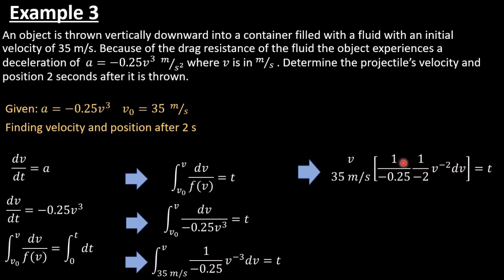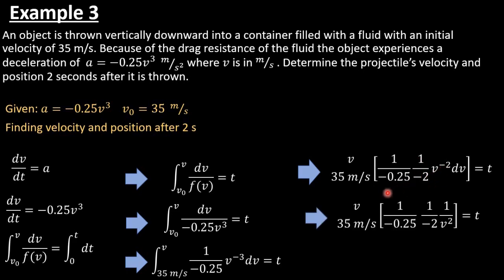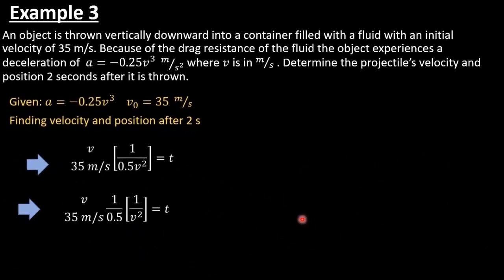So I'm going to get 1 over minus 0.25 times 1 over minus 2 times v to the minus 2. And then I can rewrite the v to the minus 2 as 1 over v squared. And if I multiply 1 over minus 0.25 by 1 over minus 2, I get 1 over 0.5. Then what I do now is take out the 1 over 0.5 as a constant. I can just bring that out of the bracket as a constant.